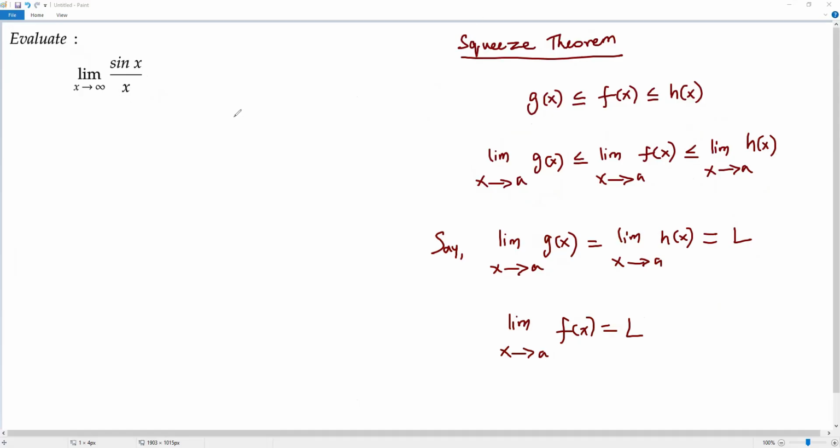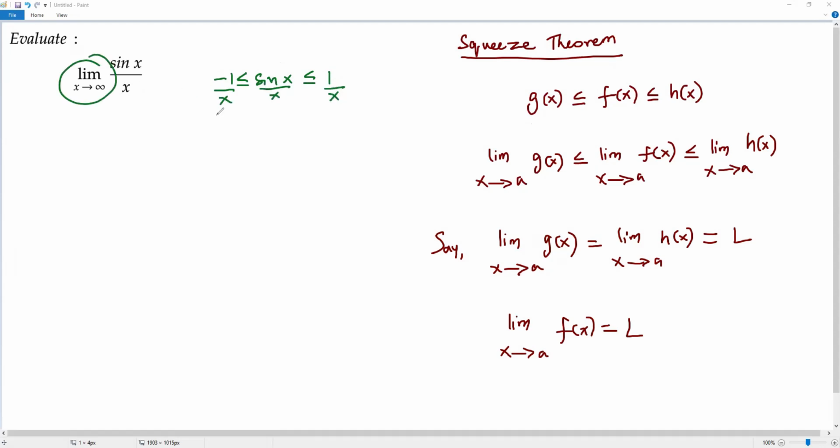For that, let me consider the maximum value of sin x and the minimum value of sin x. We know that the maximum value of sin x is 1 and the minimum value is negative 1, and we can write an inequality: negative 1 less than or equal to sin x less than or equal to positive 1. Here we have x in the denominator, so let's divide all three quantities in this inequality by x.